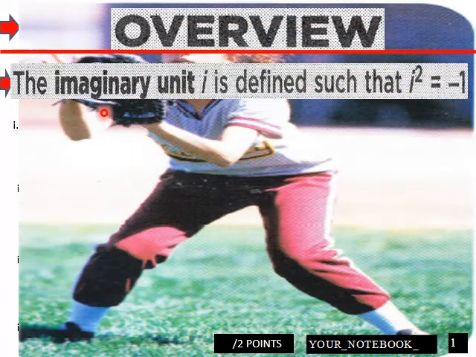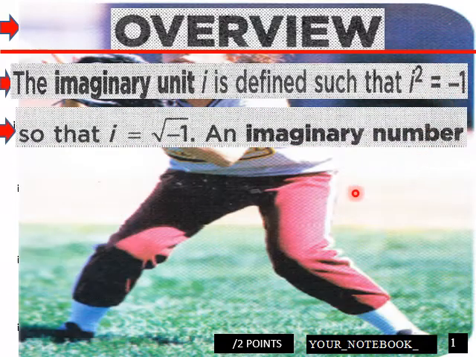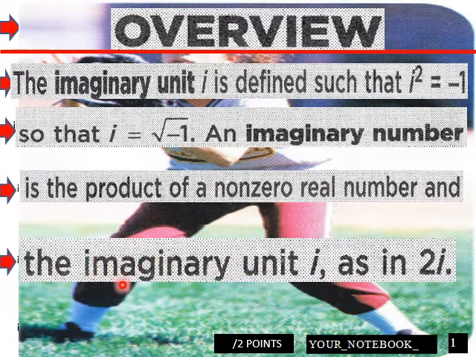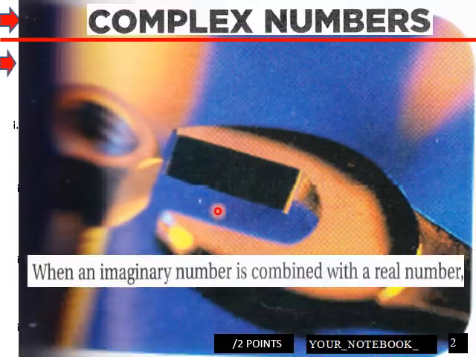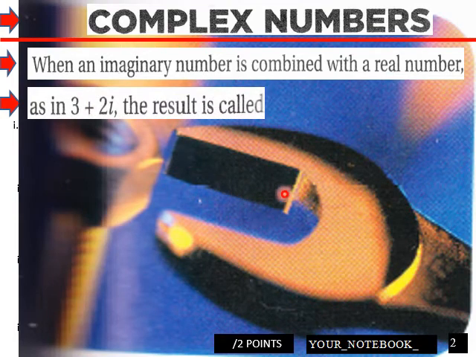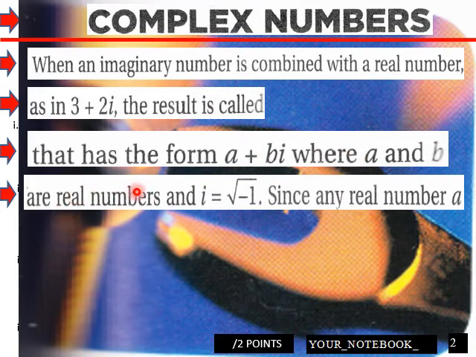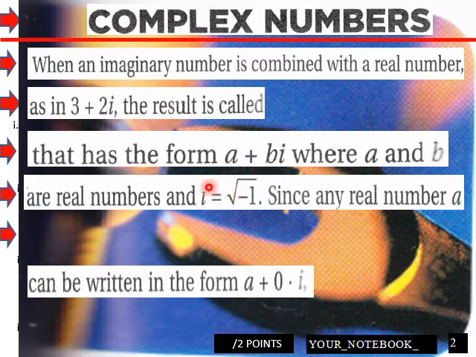Overview here. The imaginary unit i is defined such that i squared equals -1, so that i equals the square root of -1. An imaginary number is the product of a non-zero real number and the imaginary unit i, as in 2i. Complex numbers: when imaginary numbers combine with a real number, as in 3 plus 2i, the result is called a complex number.